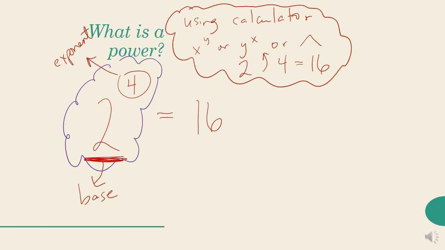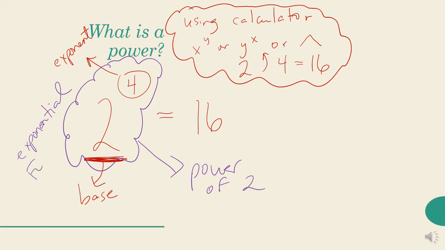So this whole thing, 2 to the exponent 4, is actually called a power of 2. And when it's written like this, that is exponential form. A base and then a superscript, meaning up top, written smaller, is an exponent. That's exponential form. Now, how does your calculator know that 2 to the 4 is 16?